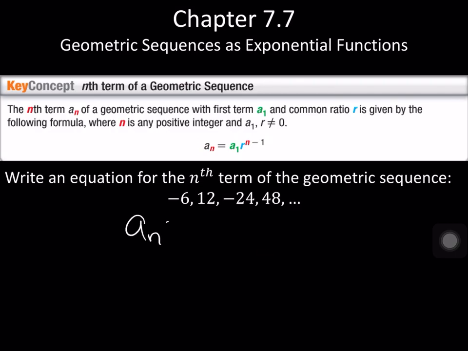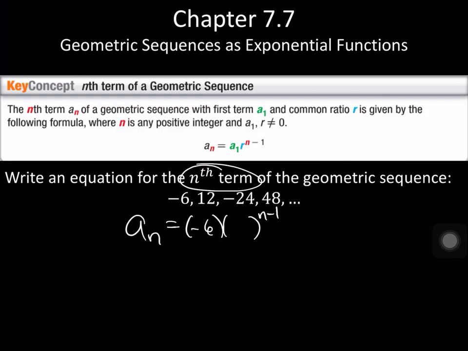So a sub n equals, right? A sub n doesn't change. We're looking for the nth term, so that's why n is still a part of my formula there. So a sub n equals a sub 1. So the first term is -6. -6 is going to be multiplied by my common ratio once I figure out what it is, and that's going to be raised to the n minus 1 power. And that's the piece, the raised to the n minus 1 power, that puts this into the exponential category. Okay, so first number is -6, second number is +12, -24, positive 48.